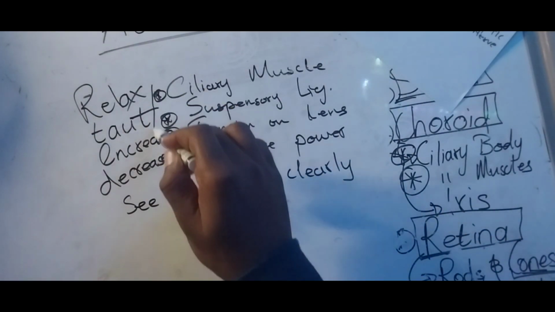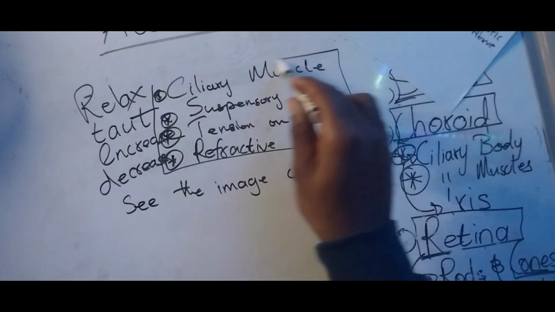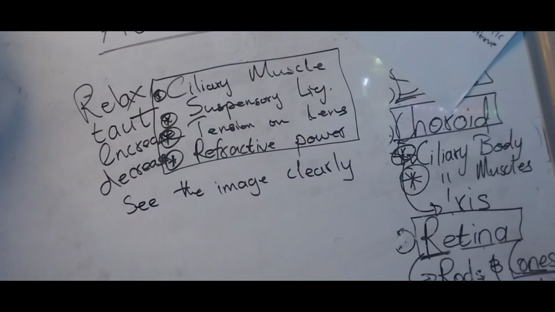Remember, when we talk about accommodation, we talk about the simple things. Four of them: the ciliary muscles, suspensory ligament, tension on the lens, and refractive power. And then the last one is the image. Can you see it clearly or can't you see it? That's it about this thing.